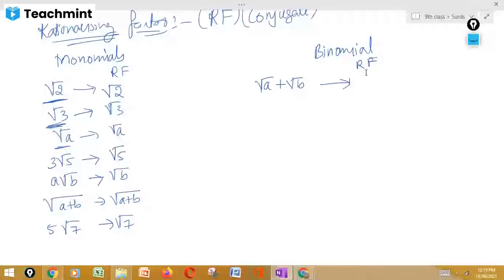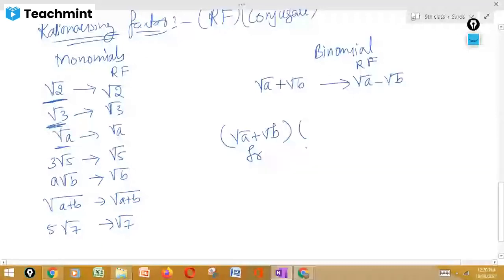I will tell you in detail how. See, the RF will be root A minus root B. Root of A plus root of B is the irrational number, and I need to multiply. So root A minus root B, I am telling you, is its RF. When you multiply these, in which form are they? According to which identity are they?